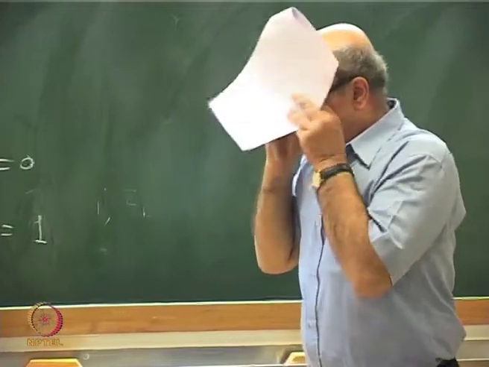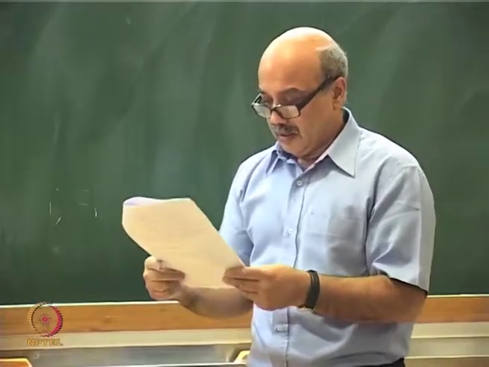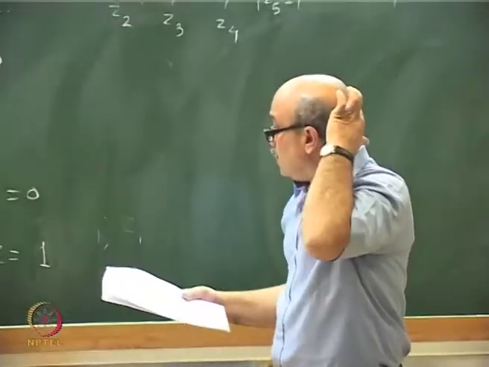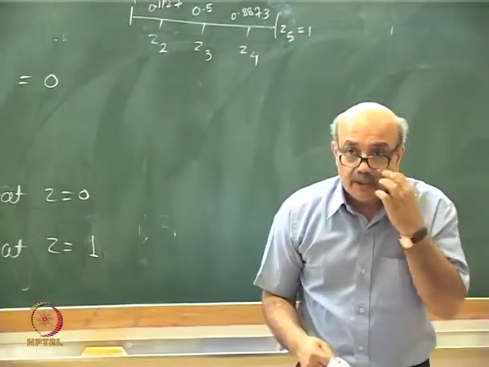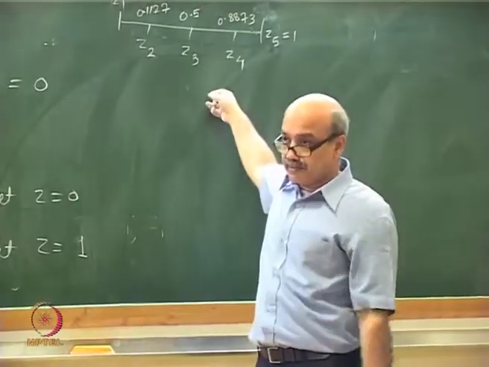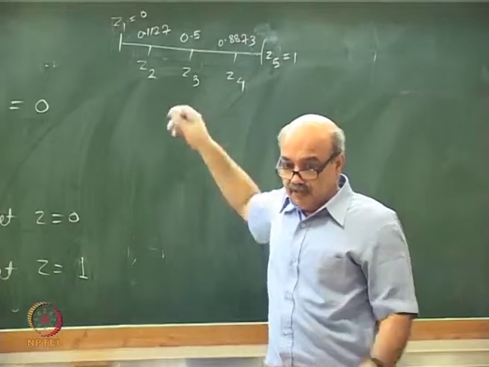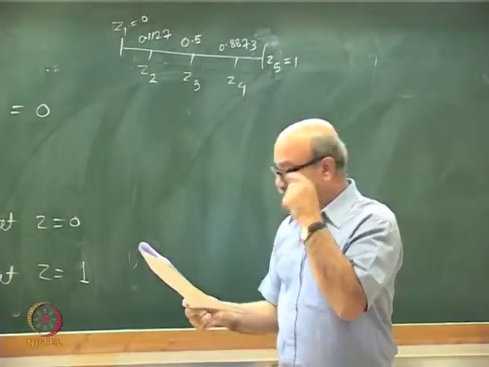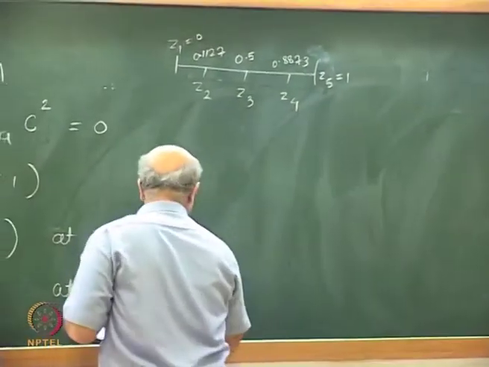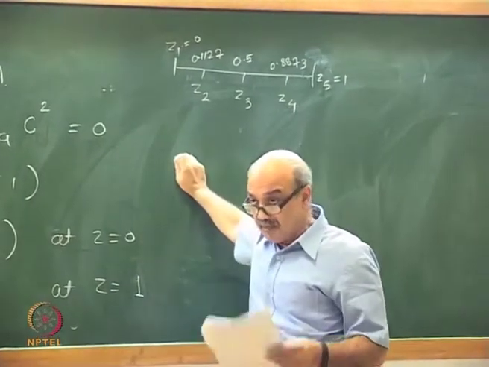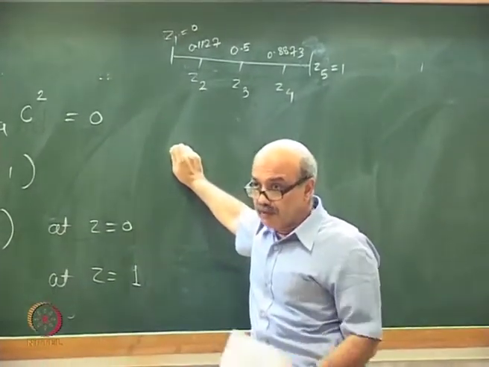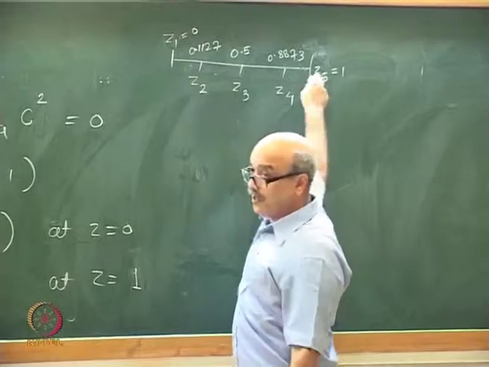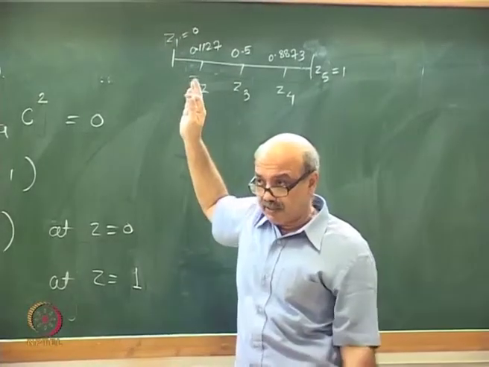Now, what is the first thing to do here? First thing to do is to compute A matrix. If I compute A matrix using these 5 points, it will be a 5 cross 5 matrix.